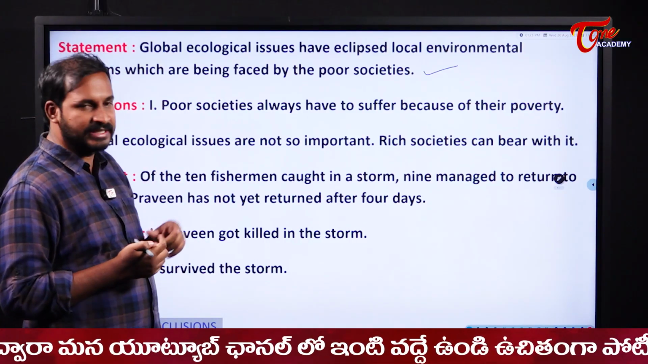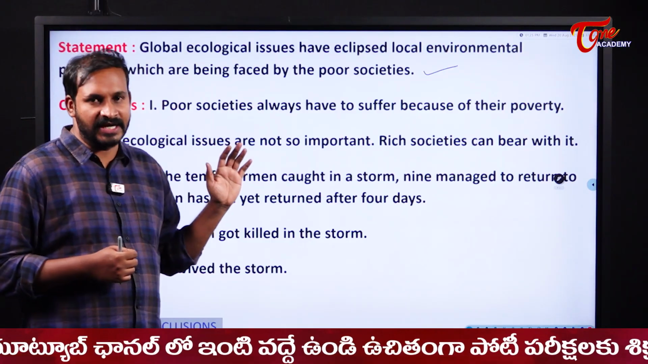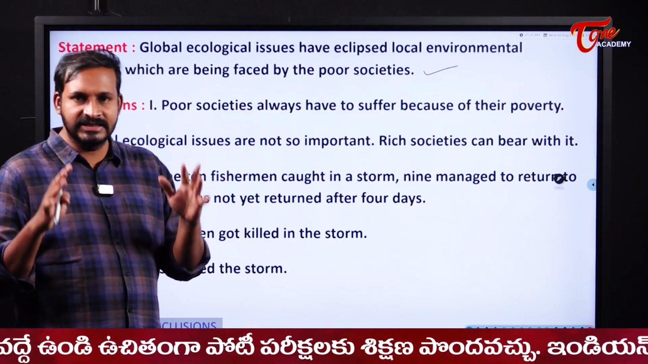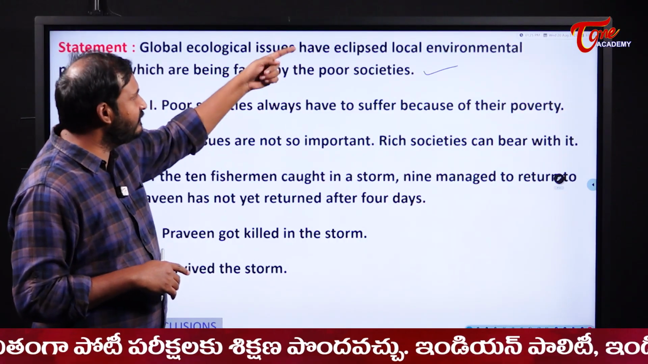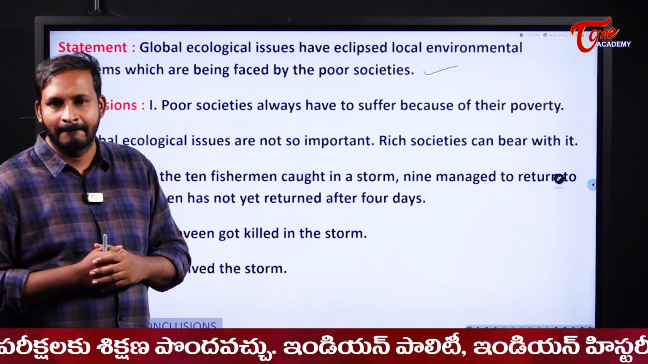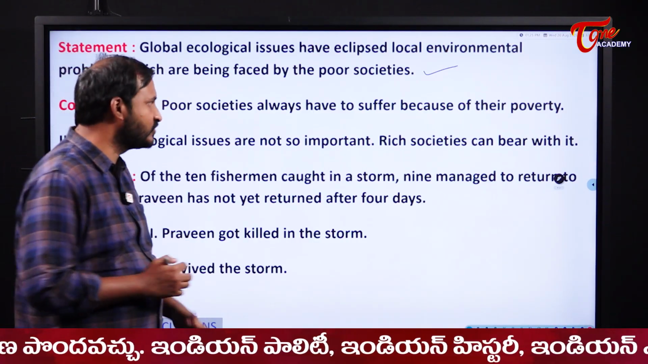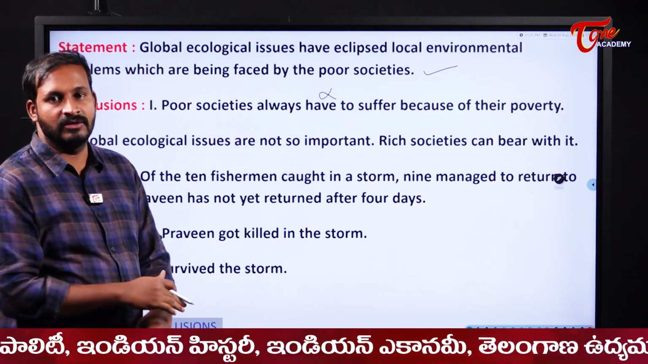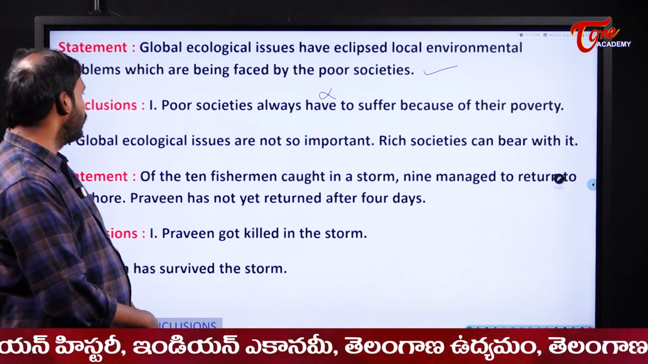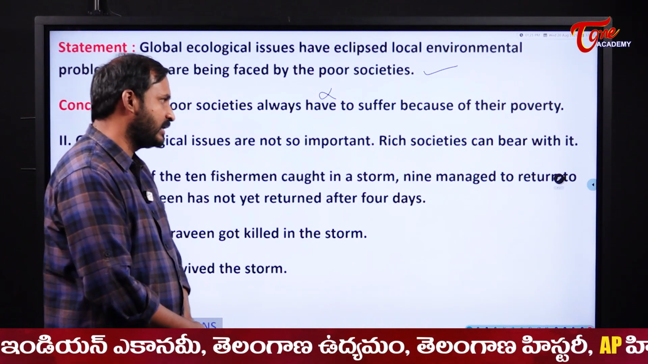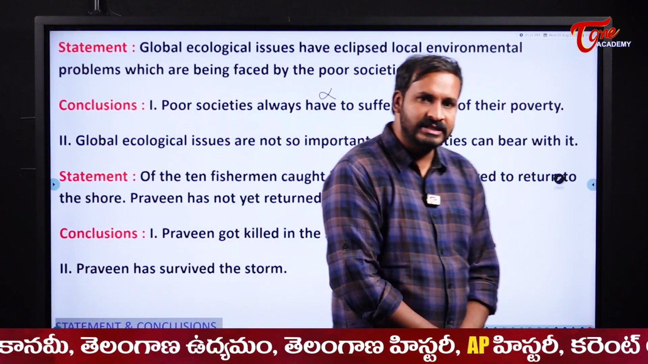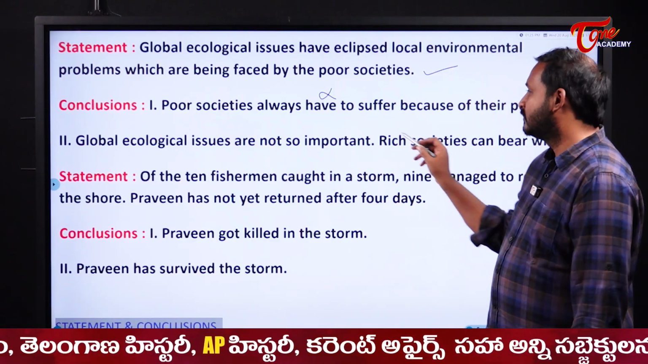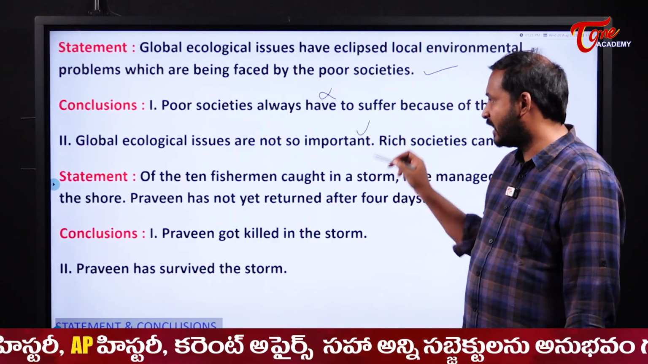In the statement, see, this is a universal fact, that poor societies always have to suffer because of their poverty. But is it anywhere related to my given statement? No, it is not related, so it is not correct. Don't think in a generalized manner and don't mark it as follows. Next, global ecological issues are not so important. Rich societies can bear with it. Do they mention anything about that here? No, not so important. No, they are important.